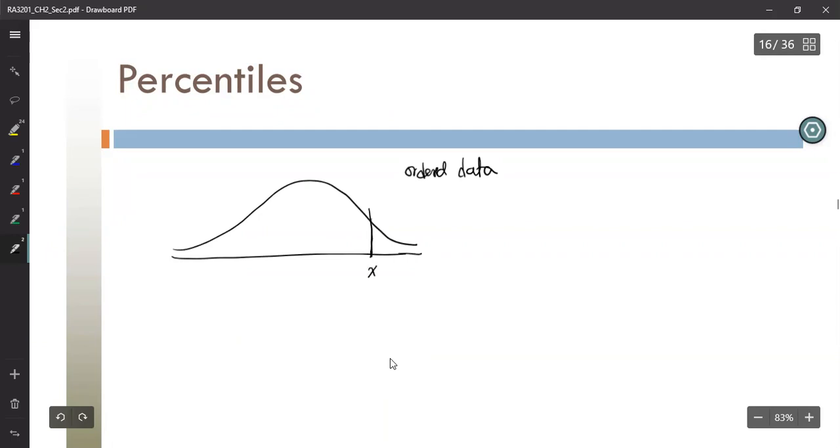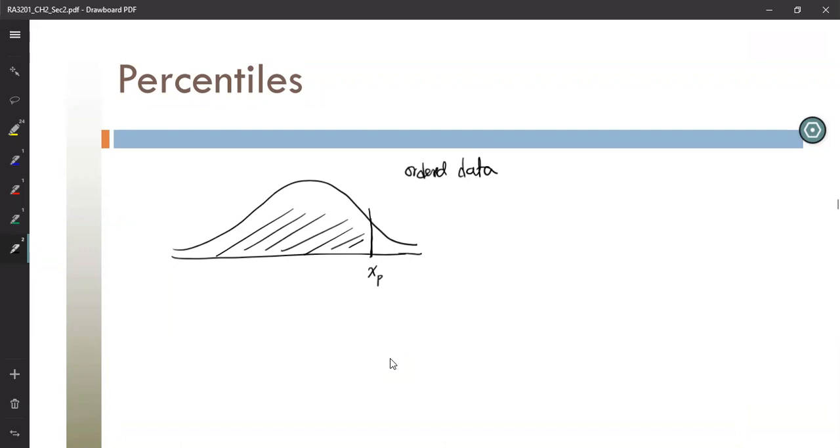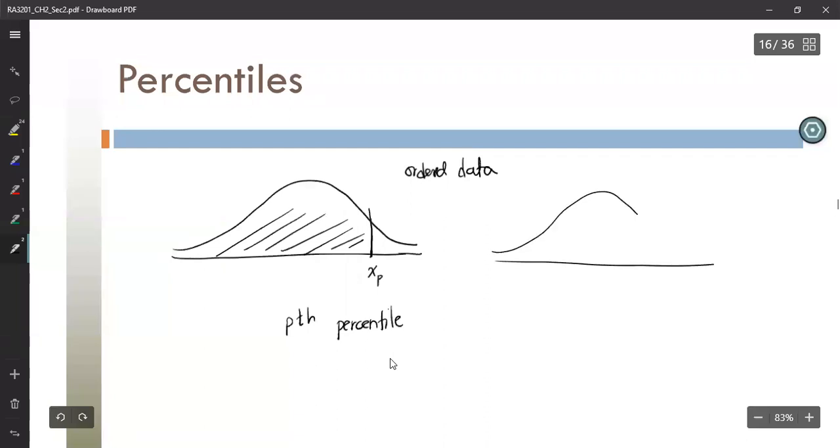Now, if you can find a point or an observation, let's say it is xp, and you can find the percentage of observations to the left of that point, we call it the p percentile. As an example, if you can find an observation where 80% of data falls left of it and the rest 20% in the upper corner, you call this the 80th percentile.